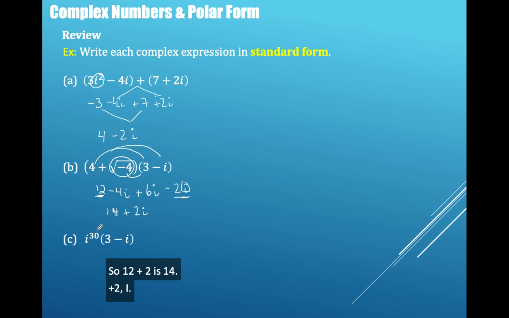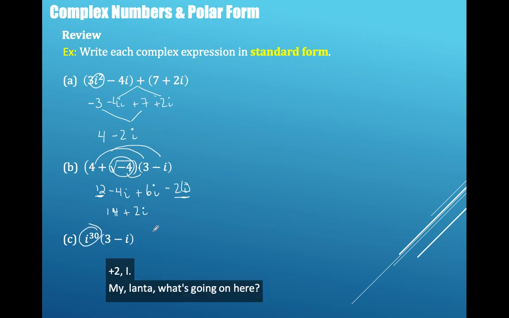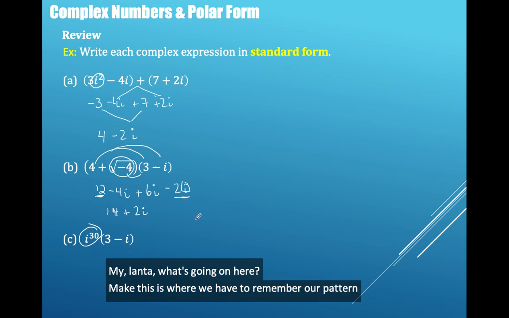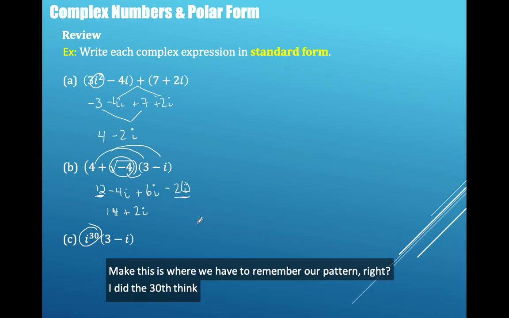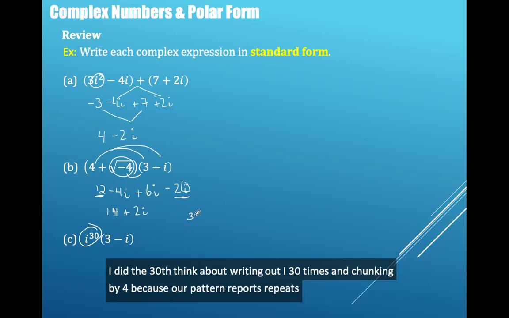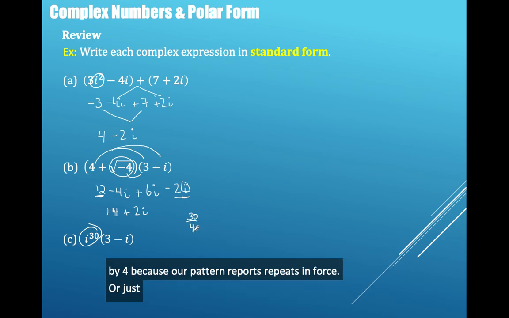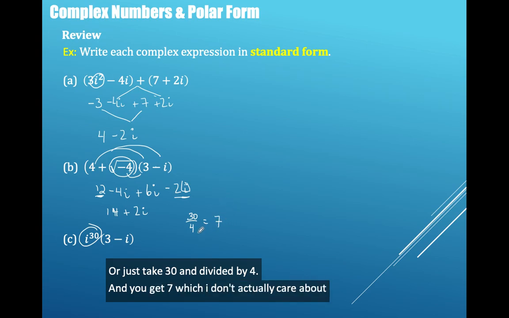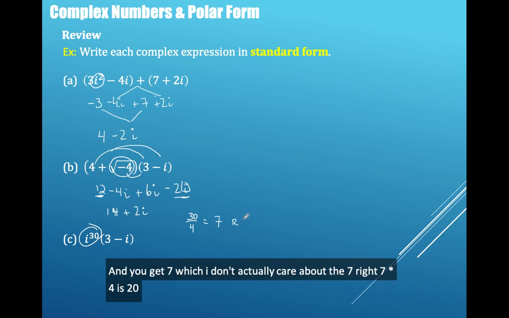What's going on here? Right, this is where we have to remember our pattern. i to the 30th: think about writing out i 30 times and chunking by 4, because our pattern repeats in 4s. Or just take 30 and divide it by 4 and you get 7, which I don't actually care about, right? 7 times 4 is 28. I care that I had a remainder of 2.